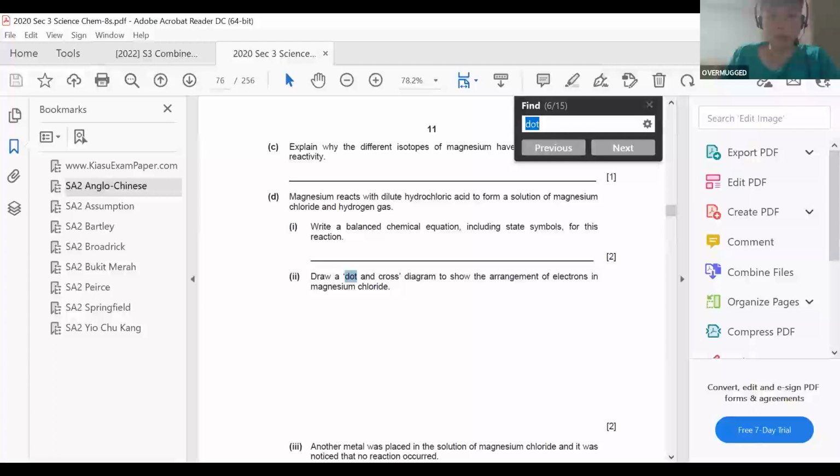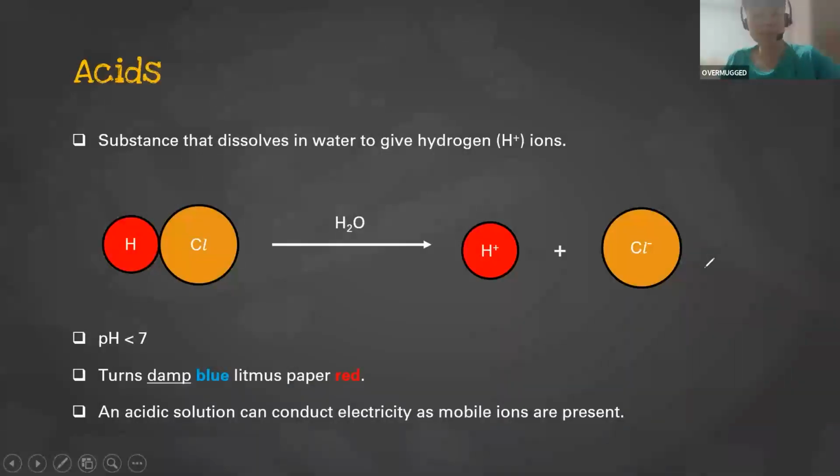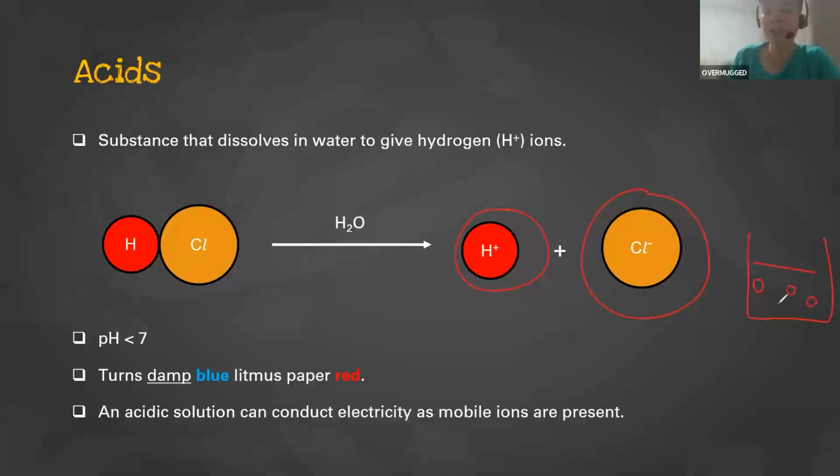Okay, let's come back to the slide. Stay strong, guys. Last one. Acids. What are acids? Acids are substances that dissolve in water to give hydrogen ions. If I throw this inside water, it is going to break up into H plus ion and Cl minus. Just now I said acids are covalent substances, yes, but when you throw them in water, they dissociate or break down into ions. These ions can move around inside your solution. Hence, acids can conduct electricity.